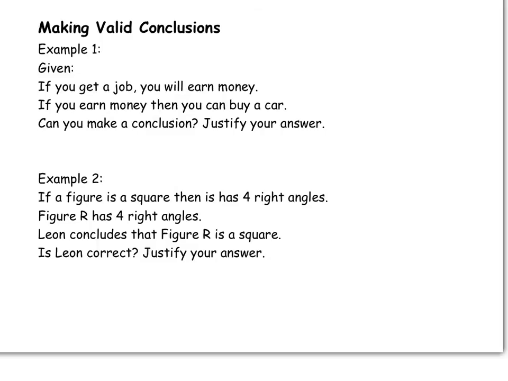So now we have learned 3 logic laws: direct reasoning, contrapositive reasoning, and chain reasoning. We are going to now see some examples where we need to use one of these forms of valid reasoning to make a valid conclusion. And it is really important to understand that in order to make a valid conclusion, you must use a valid form of reasoning.